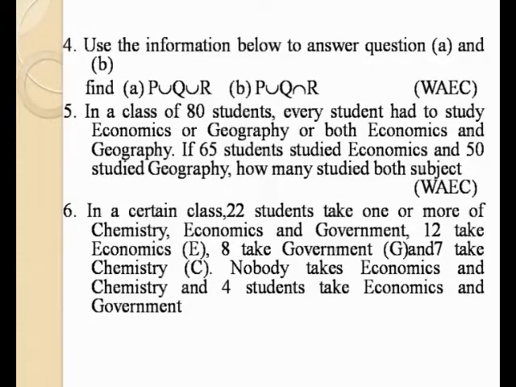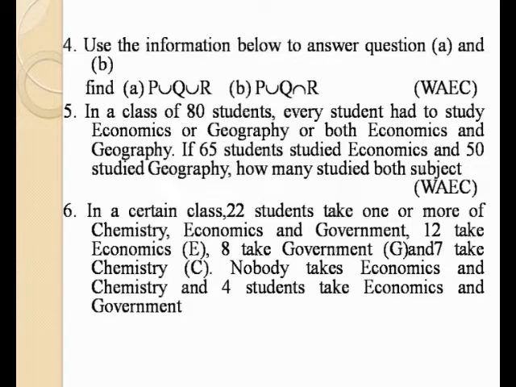Represented as capital letter C. Nobody takes economics and chemistry. That is, nobody combines both economics and chemistry. And 4 students take economics and government. Then we are to solve some questions.